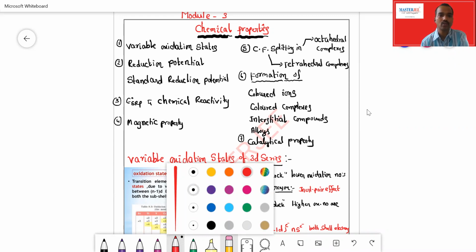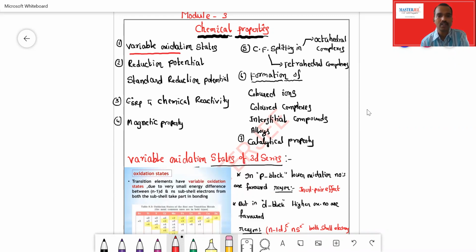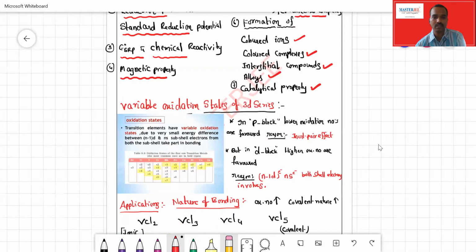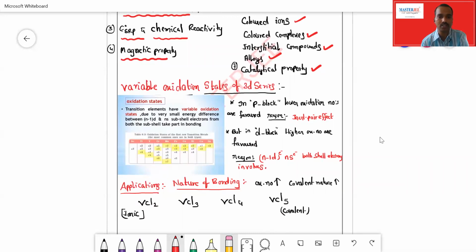In this, we are going to discuss variable oxidation states, reduction potentials, standard reduction potentials, and chemical reactivity, how they are related with each other, as well as the magnetic properties of these transition elements, and the crystal field splitting in octahedral complexes as well as in tetrahedral complexes, and formation of colored ions, formation of colored complexes, formation of interstitial compounds, formation of alloys, and how they show catalytic property. These are all the points we are going to discuss here.